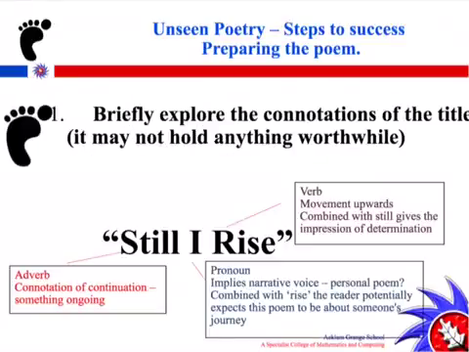Step 4 is you are briefly going to explore the connotations of the title. It might not help anything worthwhile or have anything in it, but it might have a lot of things in it. I apologise about the typo on the screen. That should say step 4. But for instance, we need to make sure that the title might hold some important information. So again, Maya Angelou's poem Still I Rise could be annotated as you've got on the screen there.